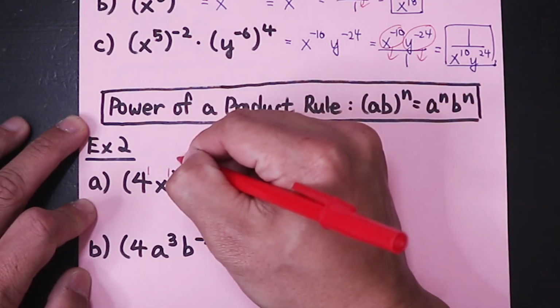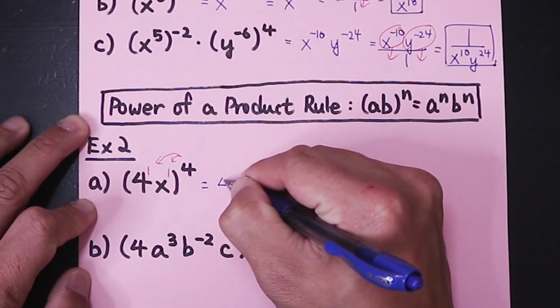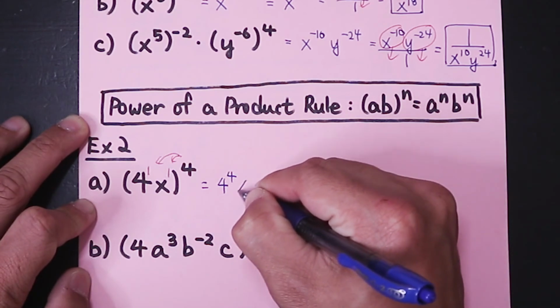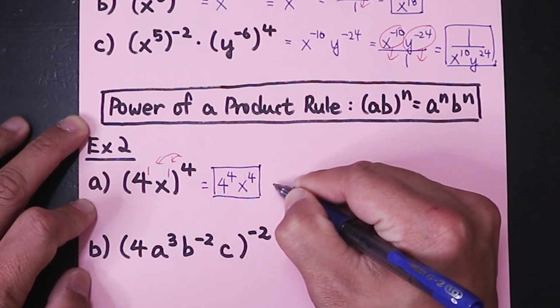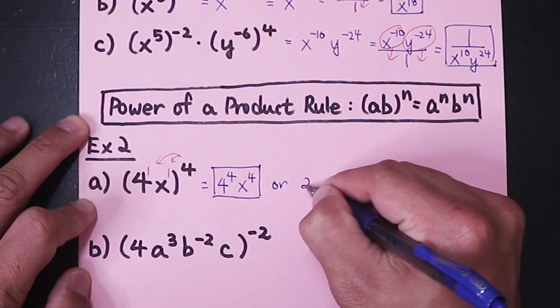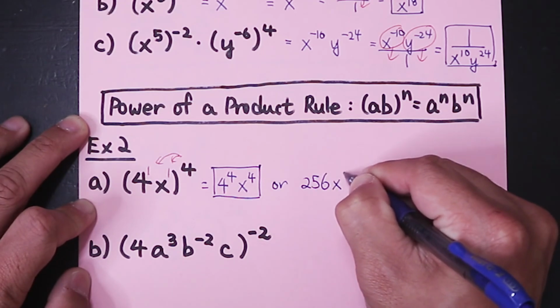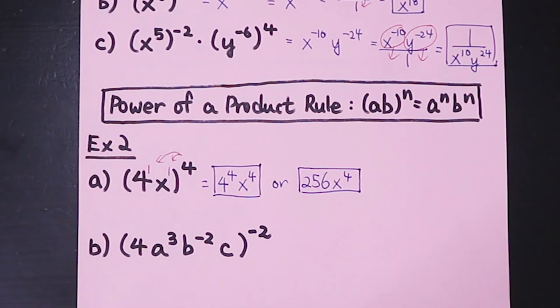Then after that, you distribute the exponents like this, right? And then you get 4 to the 4th power times x to the 4th power. And then that's it. Now, of course, if you want to do more work, you can find out what 4 to the 4th power is. So 4 times 4 times 4 times 4, using a calculator, you get 256 x to the 4th power. So either way is acceptable.